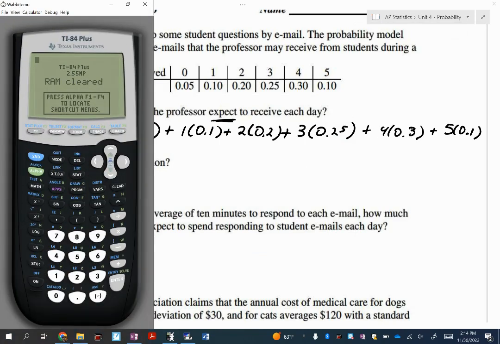All right. So where do we go to first? List. Actually, I'm going to hit stat. Okay. Stat, edit. So stat and edit. And I'm going to type in my possible number of emails that the professor could have received each day. So 0 through 5.